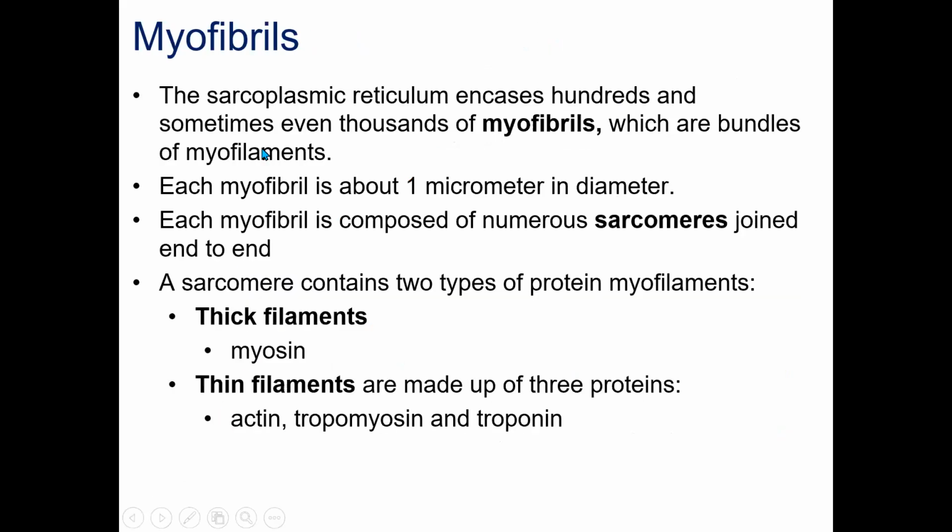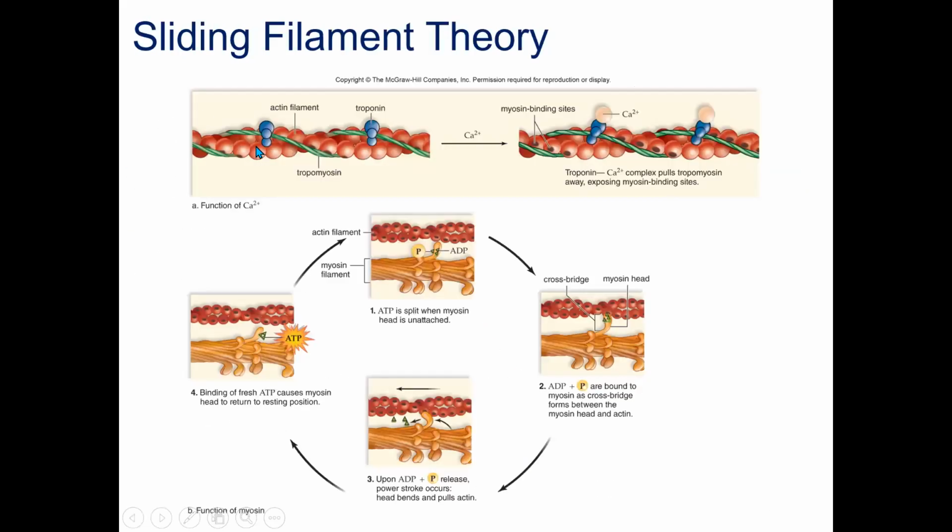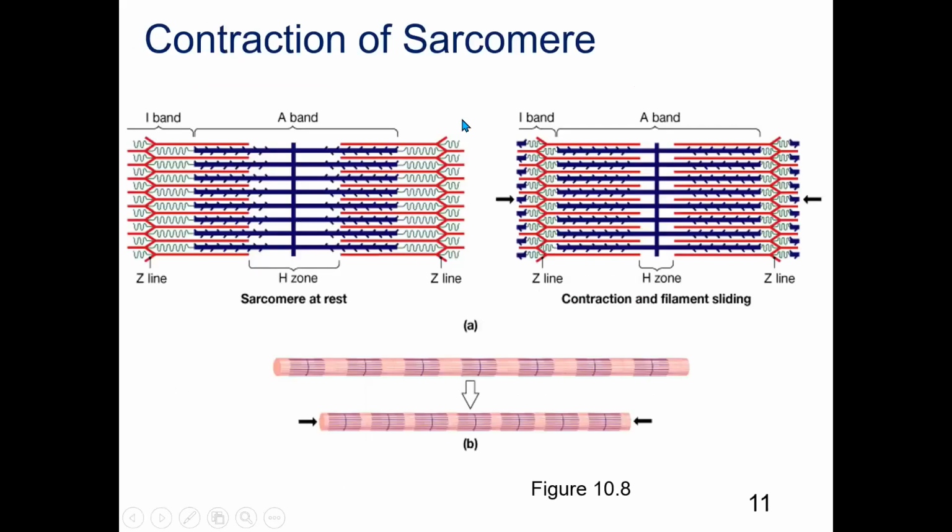So the myofibrils. The sarcoplasmic reticulum encases hundreds and sometimes even thousands of myofibrils, which are bundles of myofilaments. They're really, really small, and they are composed of sarcomeres, as we talked about multiple times, joined end to end. And the sarcomeres themselves have thick filaments and thin filaments. Now let me try to draw the sarcomere. Actually, I'm not going to draw it. I'm going to come back to this in a second, but I'm going to take a closer look at this drawing of the sarcomere.